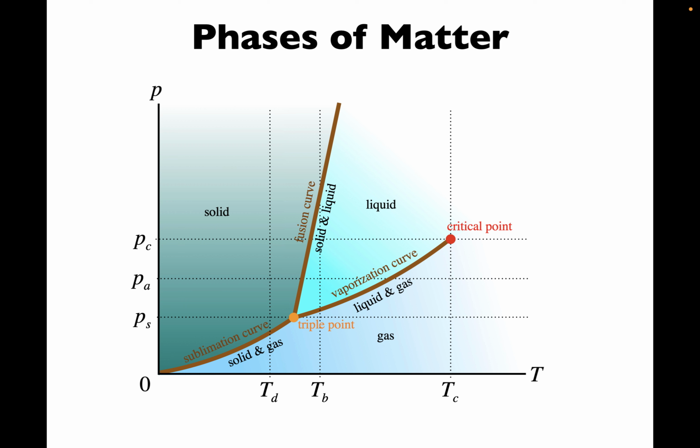And the triple point is a temperature and a pressure where you can have all three phases at the same point, okay? So you could have steam, liquid water, and ice if you got the temperature and pressure right.